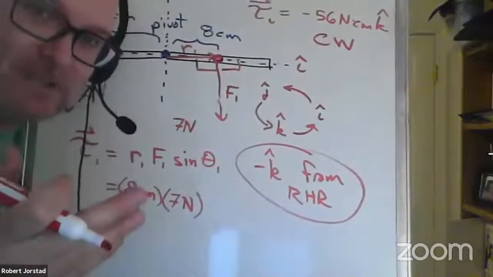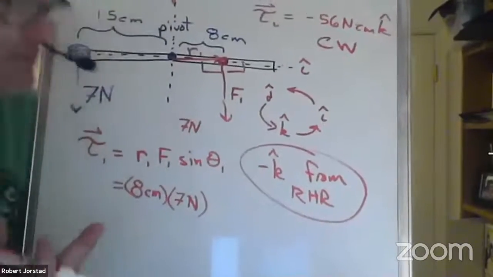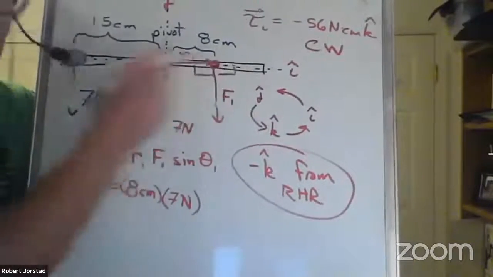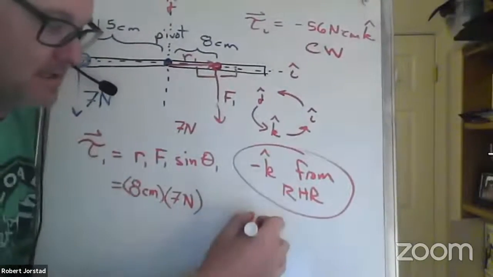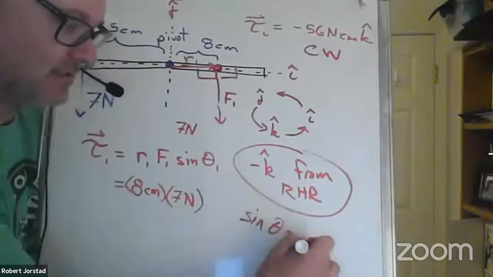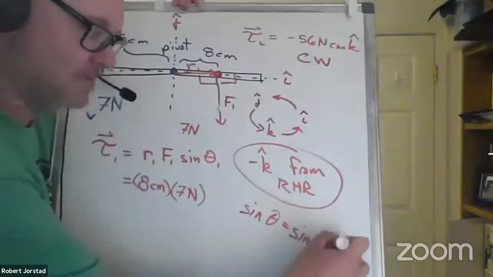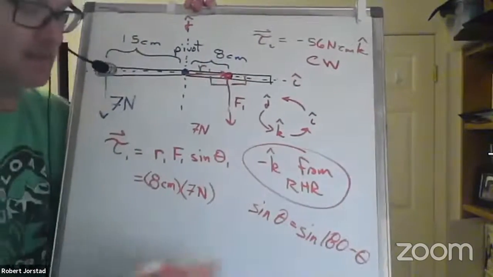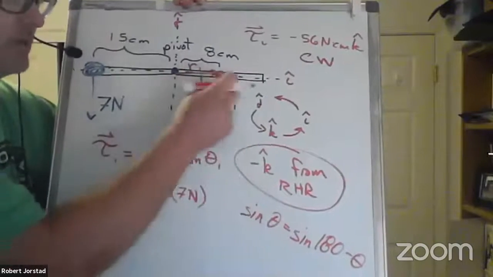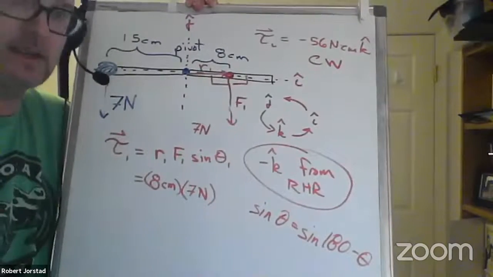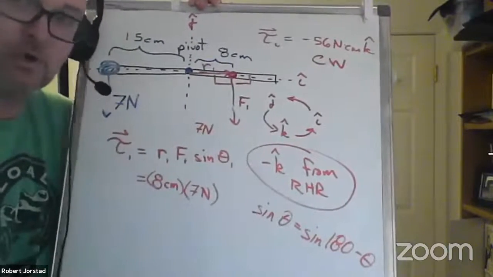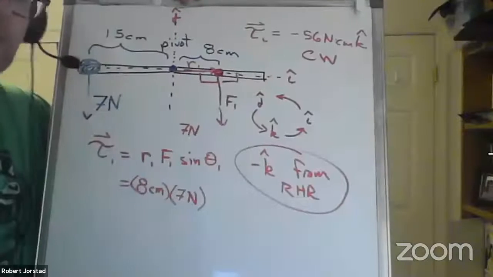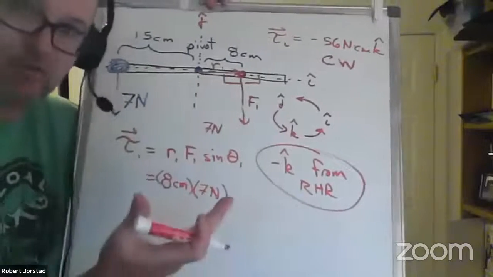This is one of the few times in physics you can screw up your angle and get the answer right. Either one would work. Why? Because sine of theta is equal to sine of 180 minus theta. Supplementary angles have the same sine. So if the angle wasn't 90 degrees, it would still work, and either one would still work.